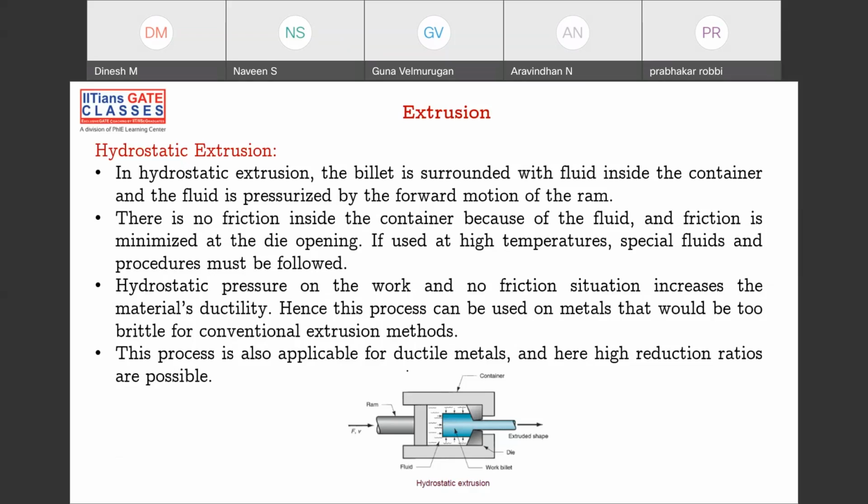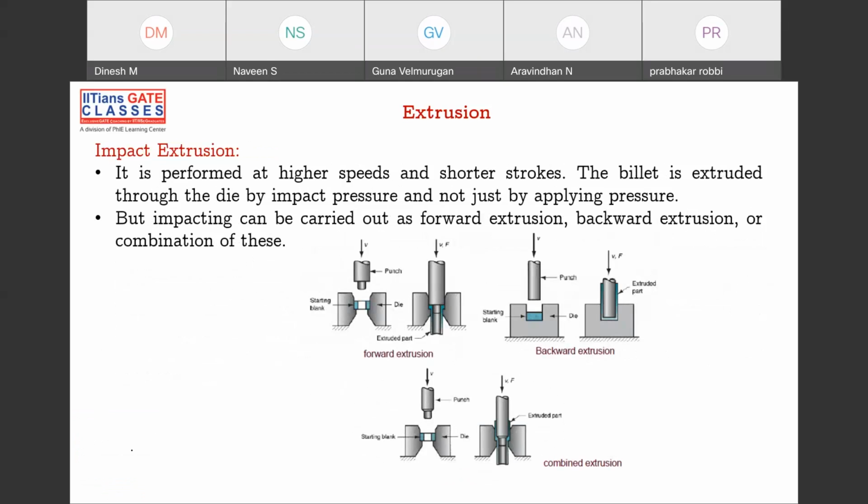So this is one more way we can extrude: hydrostatic extrusion. We are filling with some fluid, and then we apply the force through the ram. It's called a ram, not a piston. The pressurized fluid applies pressure on the workpiece, and then it moves, and we avoid the friction here, and the ductility is also increased.